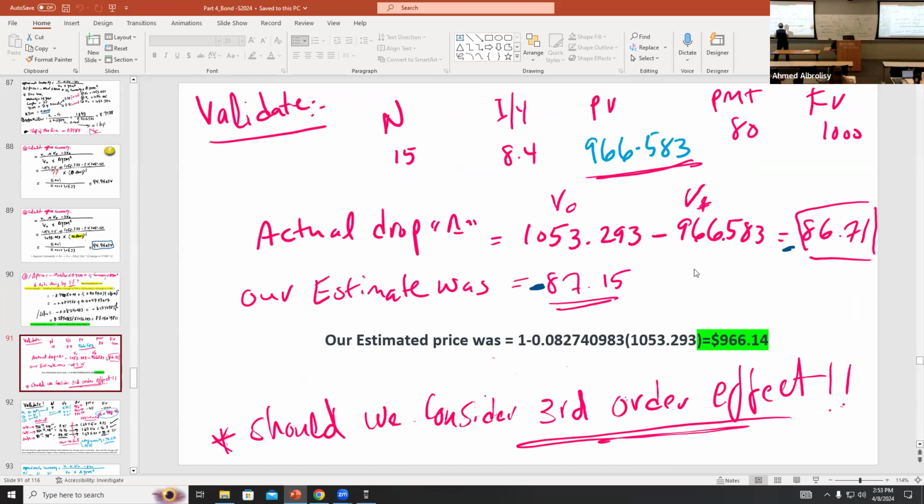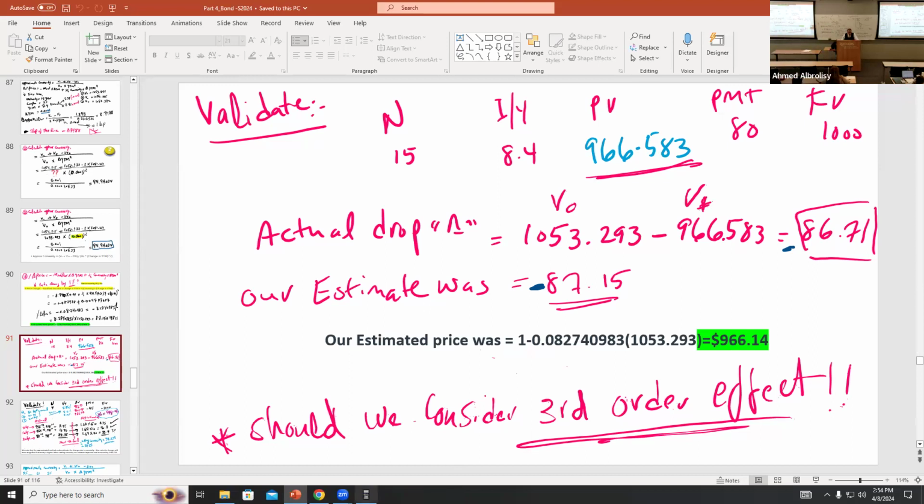To validate, if the interest rate moves up by 1%, it's going to be 8.4, because we started at 7.4, so it's increased a whole 1%. Payment is still 80. The future value is 1,000. Calculating the present value gives 966.58. So this is the actual calculation.